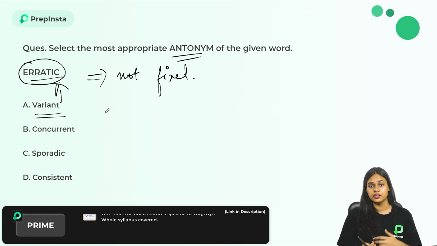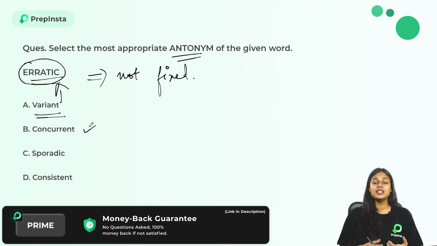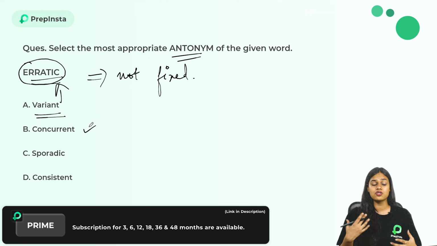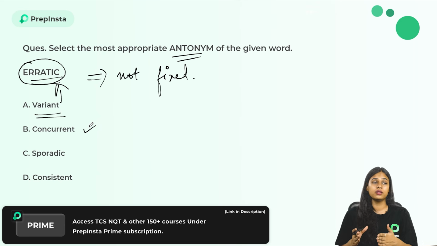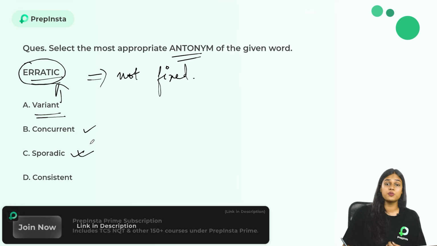That is concurrent. All right. Sporadic. Sporadic again means something that is not fixed, something that is spread all over, something that is not in a proper situation, in a proper way. So that is the meaning of the word sporadic.